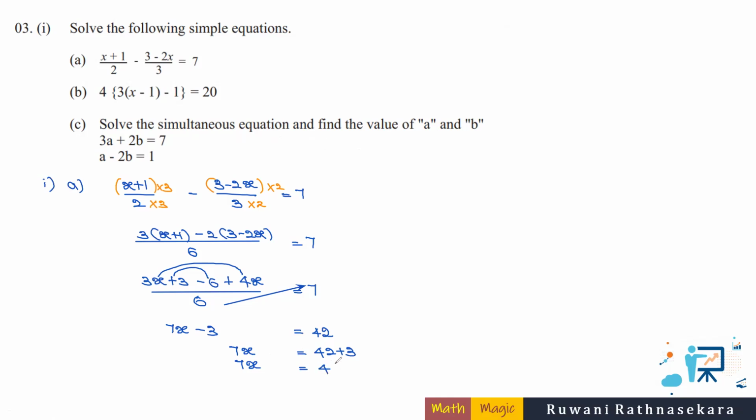You may get a fractional answer. Then in order to find what x is, you have to divide 45 by 7. 45 by 7, right? Then once you finalize the answer, you get x equal to, when it's given as a mixed number, 7 times 6, 3 remains out of 7.